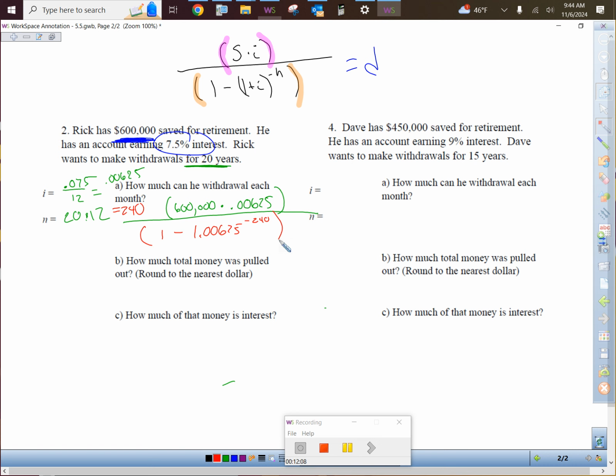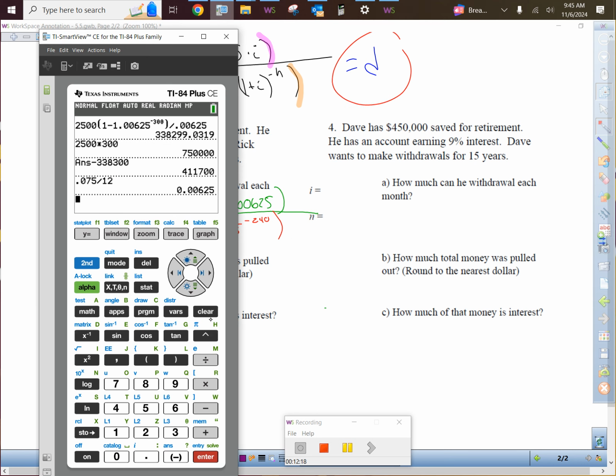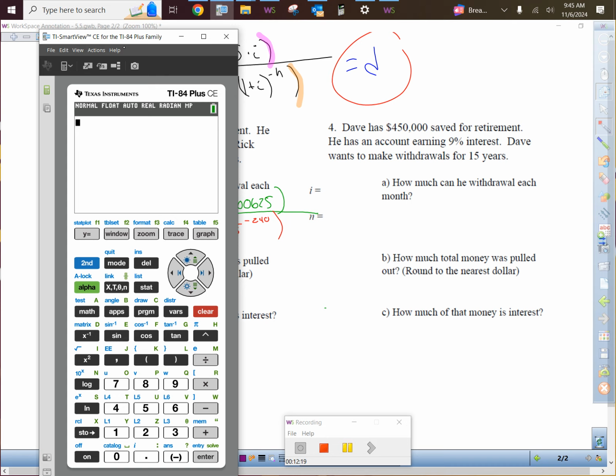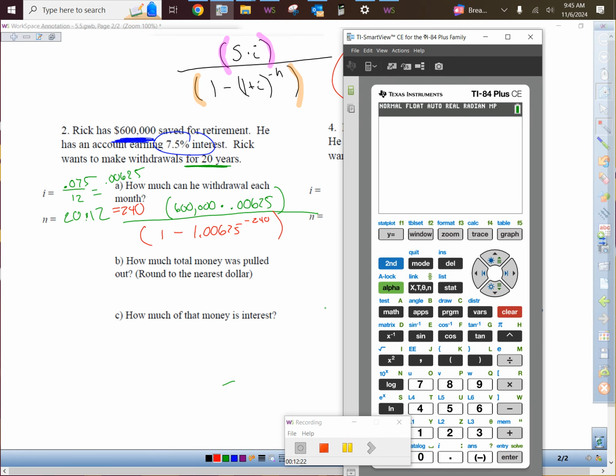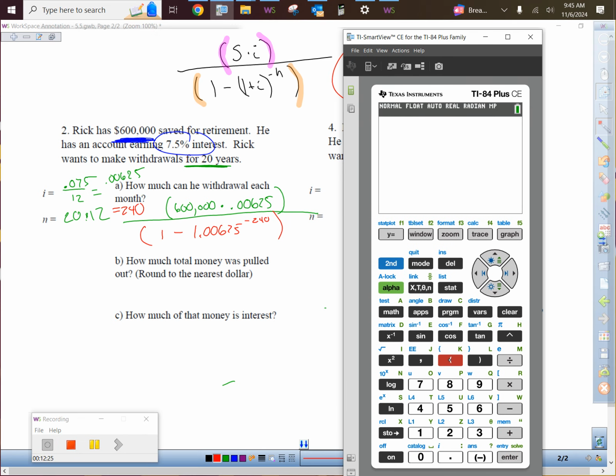So it's just a weird setup at first. We'll get used to it. When are we doing this? When they ask us how much the monthly withdrawals are going to be. So using parentheses where I have them highlighted here, we will put the first thing in parentheses. So it is 600,000 times 0.00625. Be careful that you didn't hit divide on accident. So I wanted to multiply those together, and I close up the parentheses.